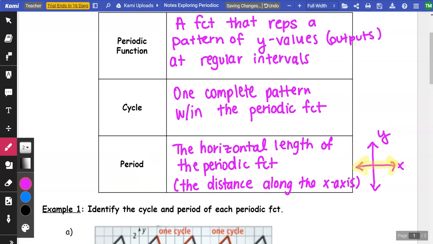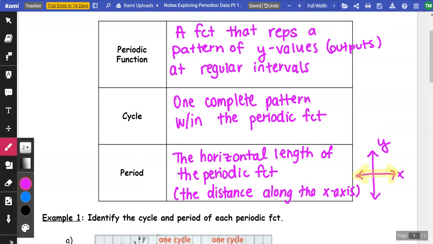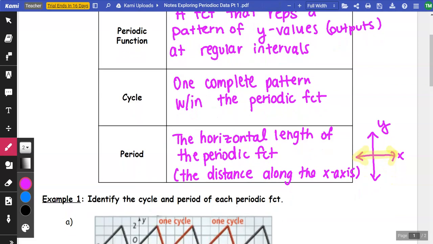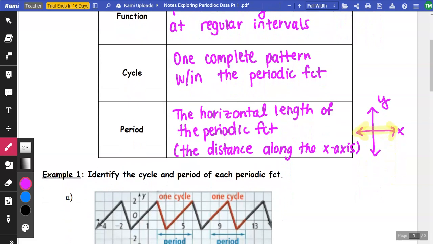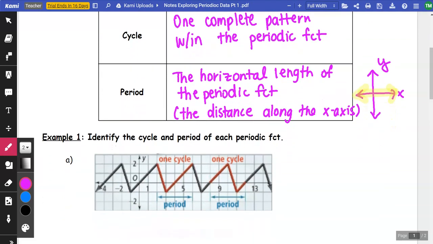Those are our three key terms that we need to keep in mind, not only for today, but throughout this unit. A periodic function is a function that represents a pattern of y values or outputs at regular intervals. A cycle is a complete pattern within that periodic function. And the period is the horizontal length of the periodic function, or the distance along the x-axis. So let's talk about what those terms really mean.